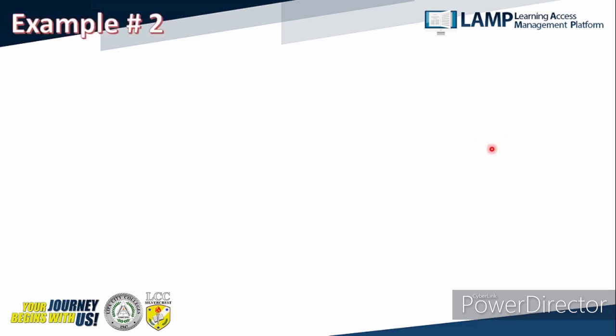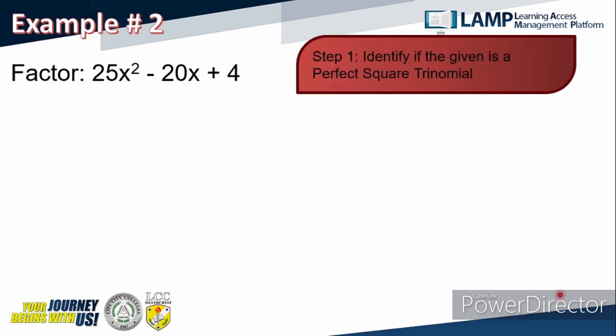Let's have here our second example. Factor 25x squared minus 20x plus 4. Now, our first step is to identify if the given is a perfect square trinomial. Remember that we have conditions before we conclude that our given is a perfect square trinomial. So what are those? First condition, our trinomial must consist of 3 terms.